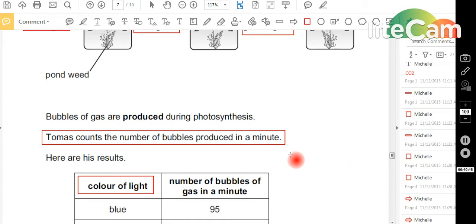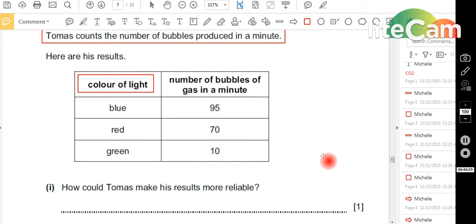Or what you can mention is how you will control measuring this per minute. So for instance, you can say that you need to use a stopwatch when counting these so that you make sure that your minute is exactly a minute and that the time is not wrong. Okay, what else?